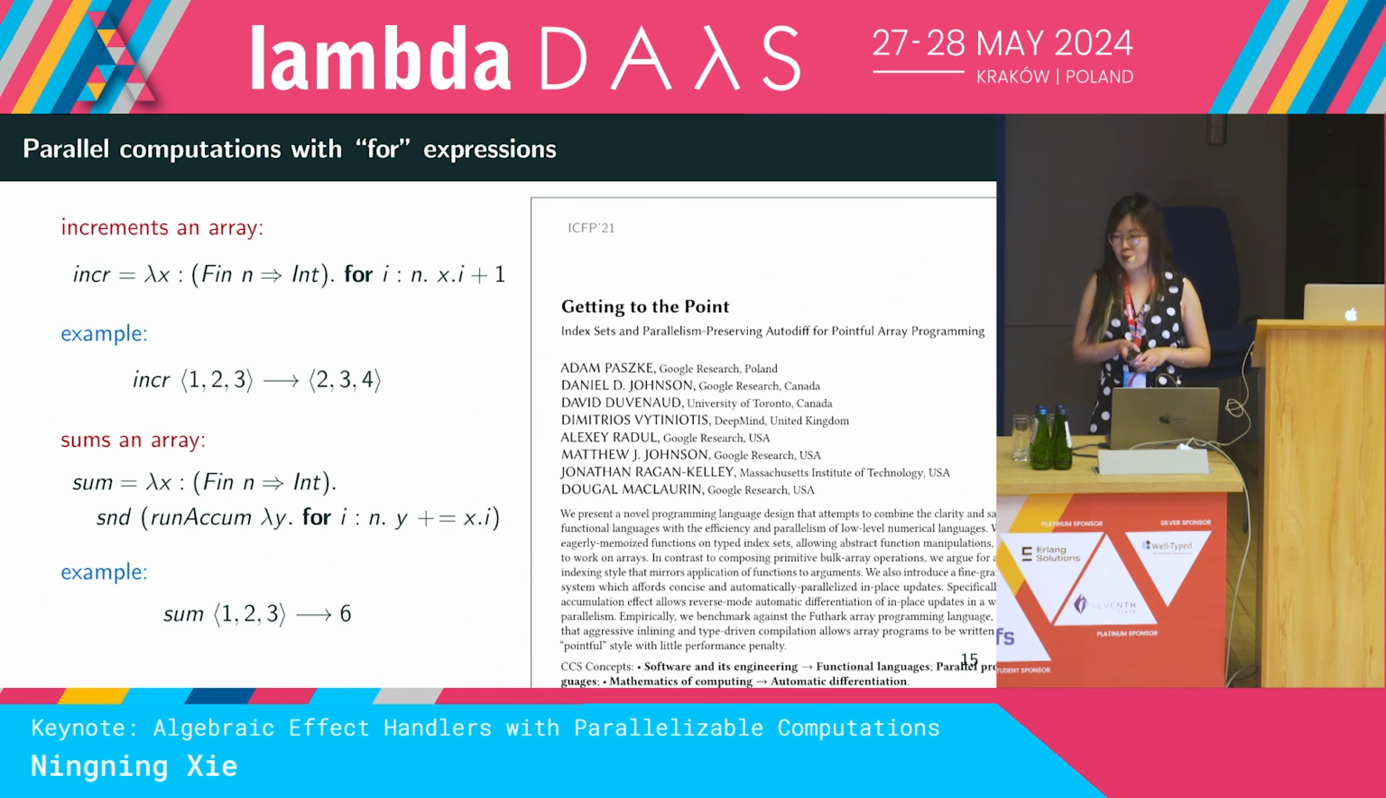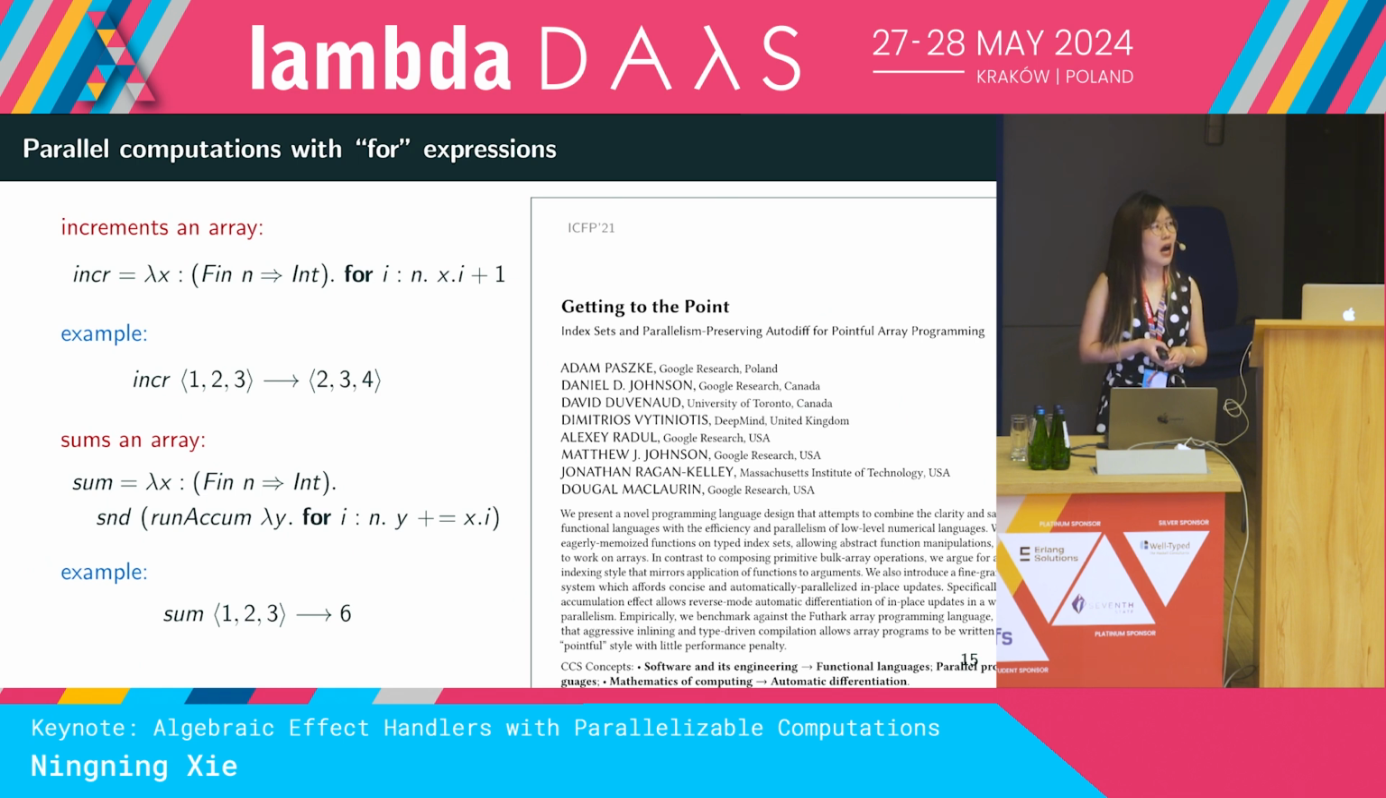Because run-accum returns a tuple of the computational result, in this case just an array of units, and then the final state, we use the second to project out the final state of y. So if we apply sum to an array of 1, 2, 3, then we will get back 6. So at this point, we can see that DEX does support some form of effects inside for expressions. But actually, run-accum is the only effect that is supported inside for expressions in DEX. So a natural question then is, how can we support more parallel effects or more effect operations inside parallel computations if we express parallel computations using for expressions?